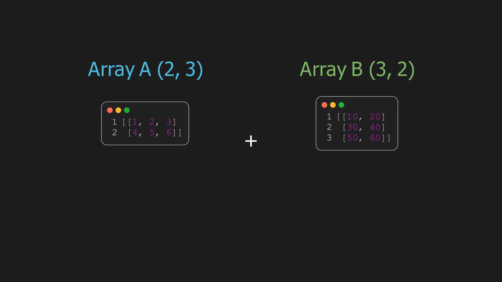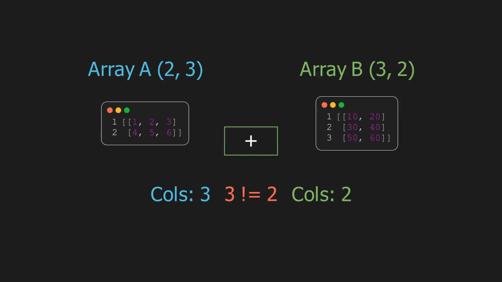When we try A plus B, NumPy attempts to align them element-wise. It checks the trailing dimensions first. Array A has 3 columns, array B has 2 columns. 3 does not equal 2, and neither of them is 1. Because they don't match, NumPy cannot broadcast or stretch them. It crashes immediately.